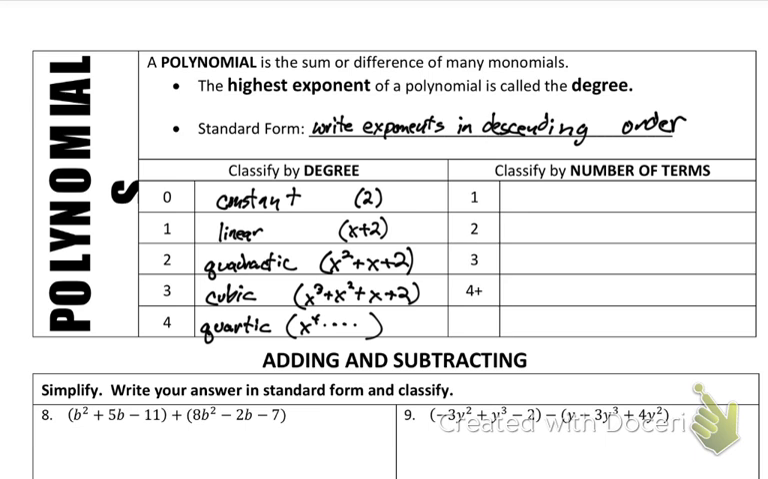You can also classify by how many terms you have. If you have one term, we already talked about that. That's a monomial.